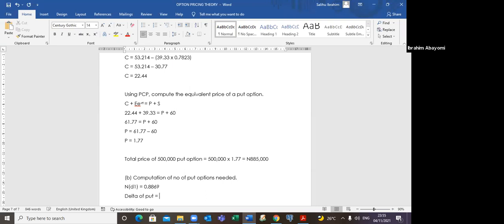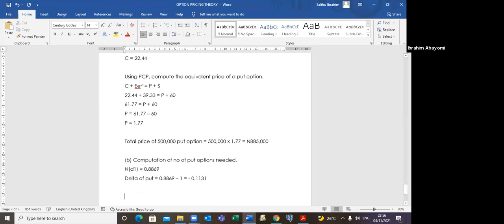Delta of put will be equal to 0.8869 minus 1. And that will give me minus 0.1131. Have it? 0.1131. That's the delta of put.